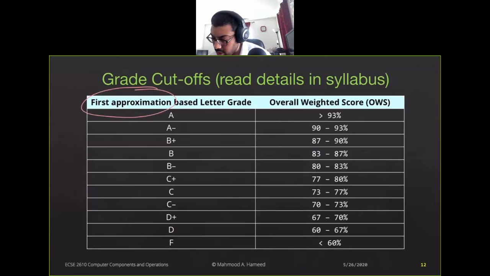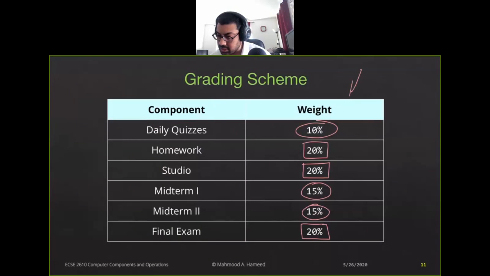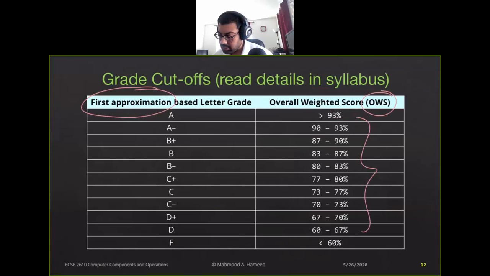This is again overall weighted score. So these numbers are related to an overall weighted score for individual students after you compute it using the grading scheme mentioned here. All right, let's move on here. Read in the syllabus for details. Please do that later on.